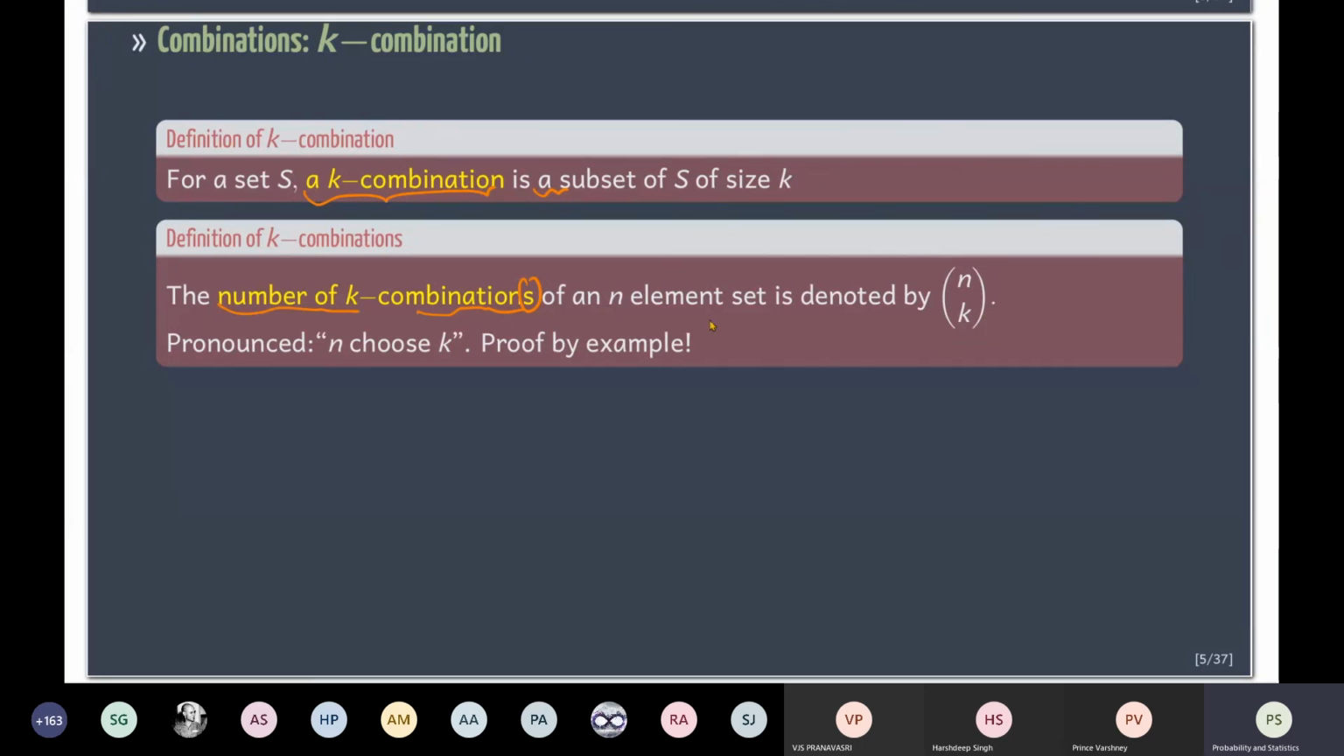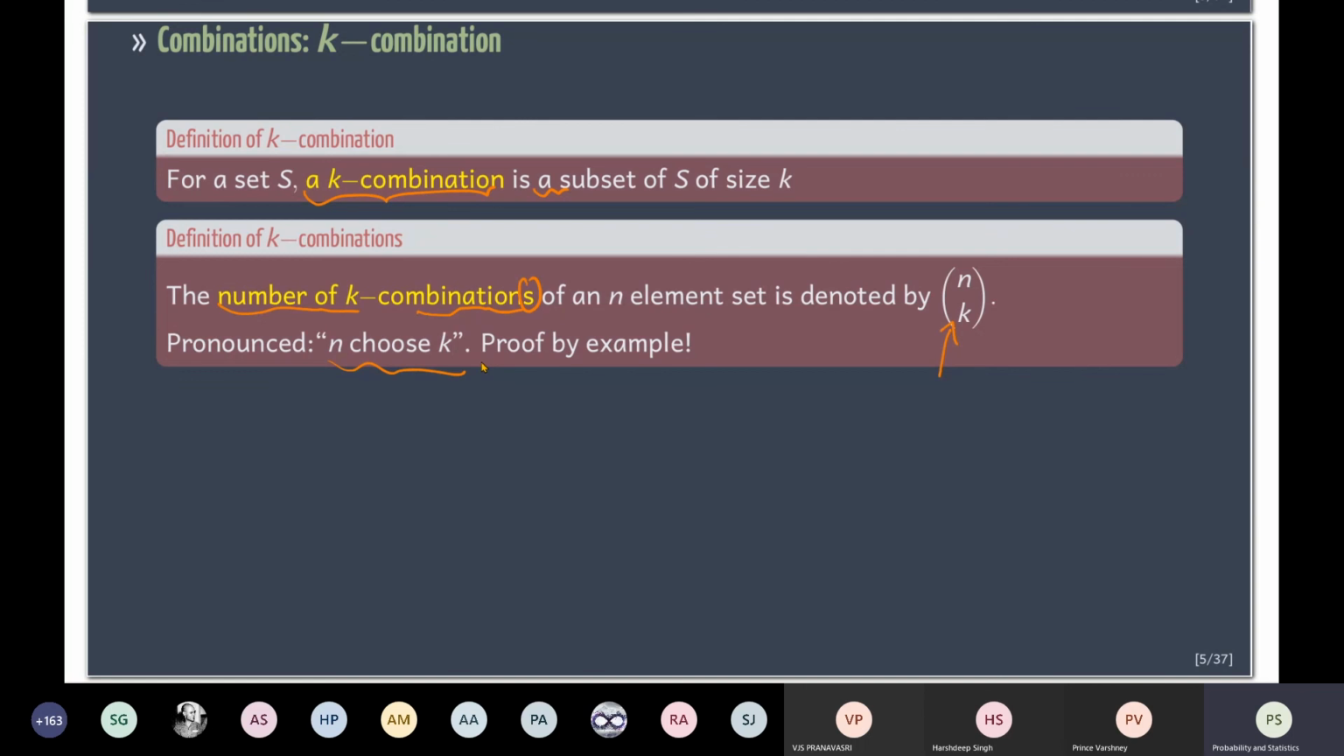The number of K combinations of an n element set will be denoted by this notation, which you may have seen before. It's called n choose K. For the moment you can take this as a notation, as I have not yet derived it. But in the example before we have derived it already: with 5 friends, you are picking 3 out of 5 friends. That was essentially the proof, and we can extend that proof here.